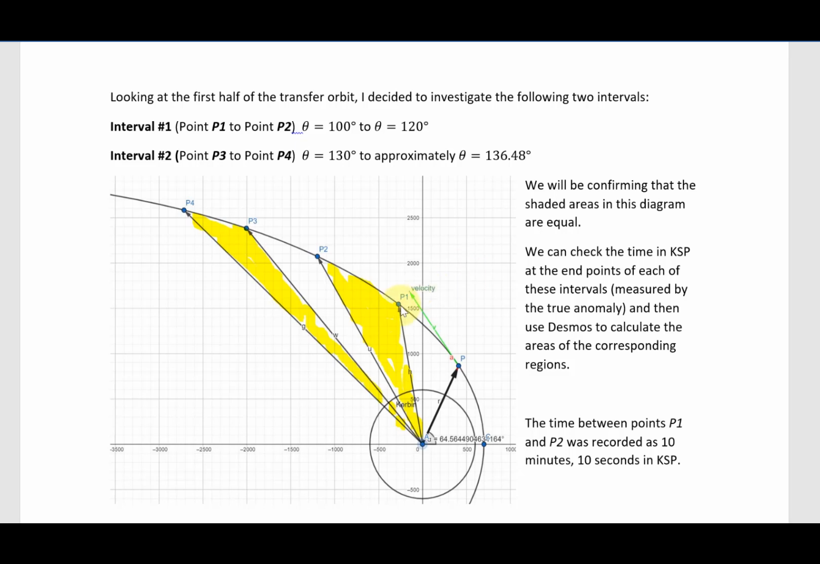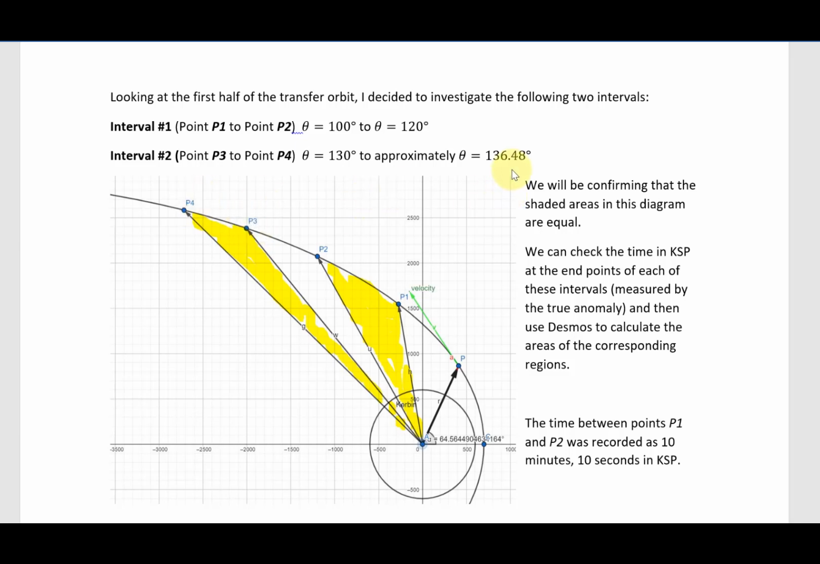From point 1 to point 2 along the path, when the true anomaly was 100 degrees, that's here, and at 120 when it's here, I'll look at that interval and I'll confirm that the area swept out from point 1 to point 2 during that amount of time will be the same amount of area as when we travel from point 3 to point 4. And that'll be when the true anomaly goes from 130, it'll have to be about 136.48.